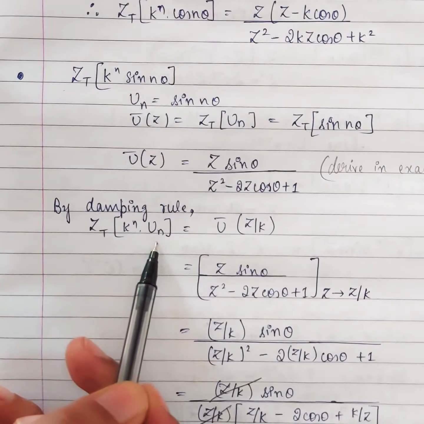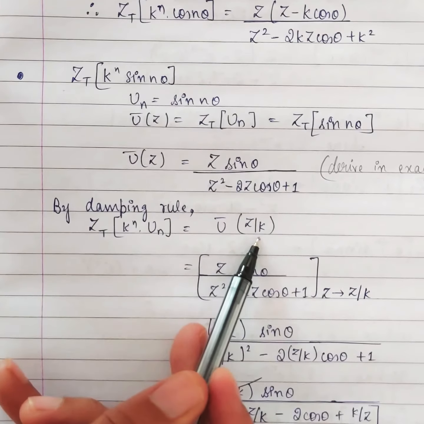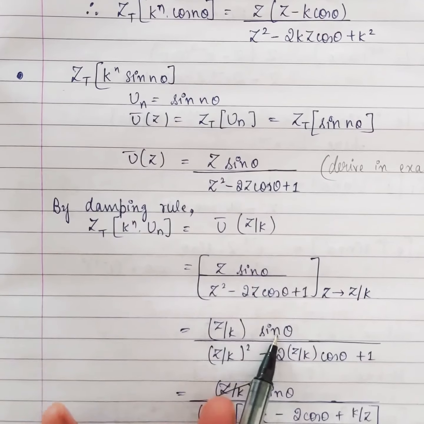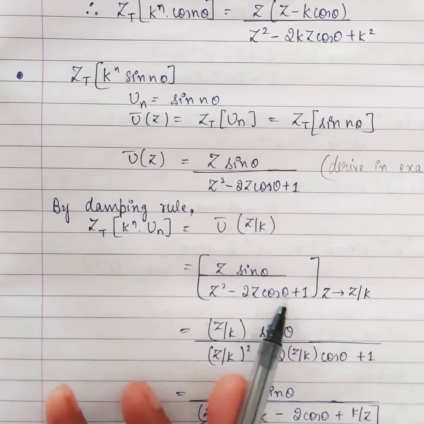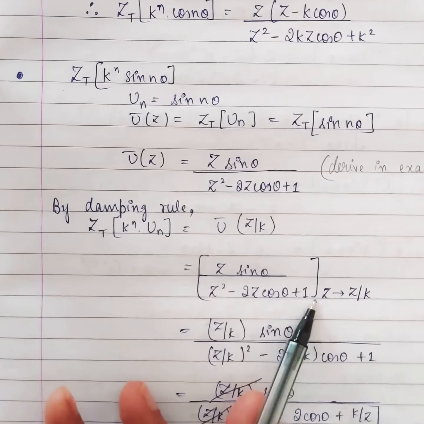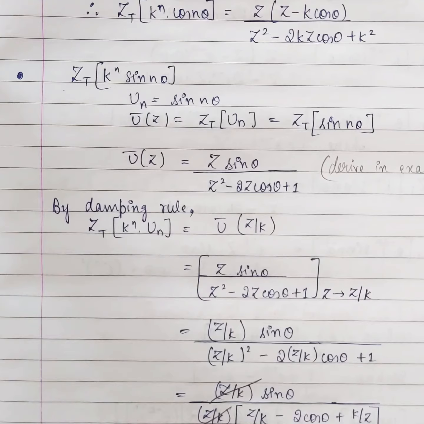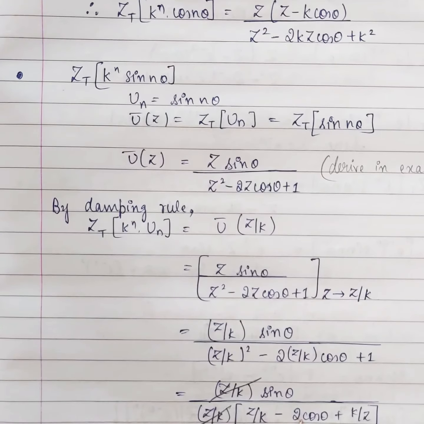If I know the z transform of u n, then the z transform of k power n u n is u bar of z by k. So wherever z is there, replace z by z by k. So z by k sin theta, z by k the whole square minus 2 into z by k cos theta plus 1. So that's why I have written z goes to z by k. So taking z by k common, and you can cancel it. Now the LCM is very simple. If you take z by k common in the denominator, one more z by k is there. Here minus 2 cos theta will be left plus k by z.